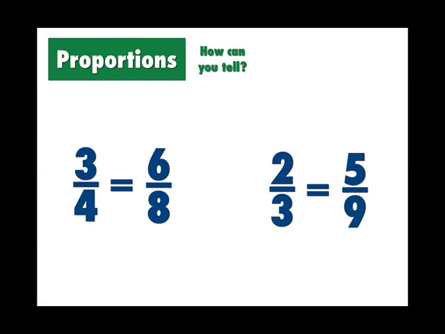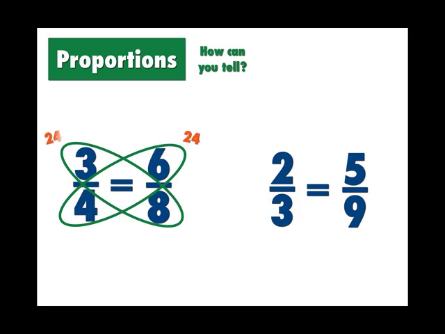Now, how can we tell? Well, there's a simple test to tell whether two ratios form a proportion. And this is, again, one of those things that you probably already know, but we're going to review. When we have two ratios, and we want to test to see if they're a proportion, we can cross multiply. So 4 times 6 is equal to 24, and 3 times 8 is equal to 24.